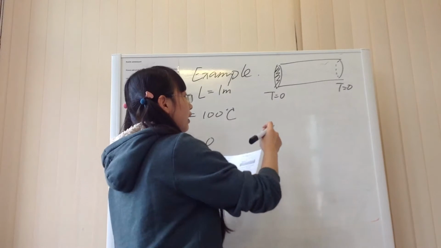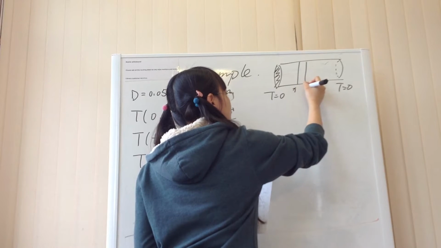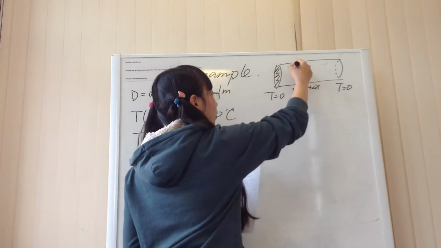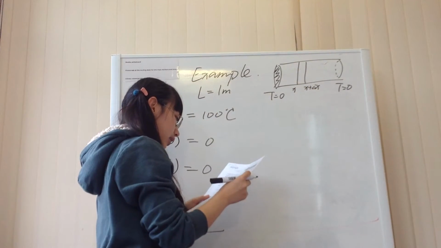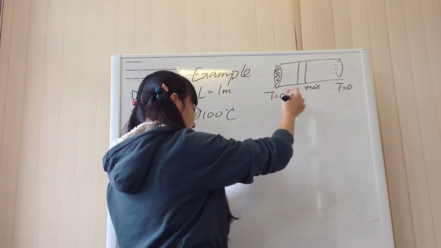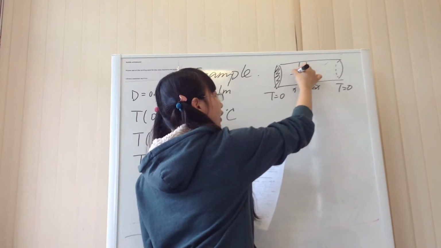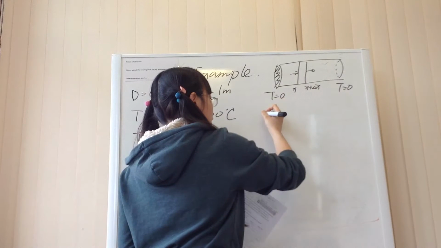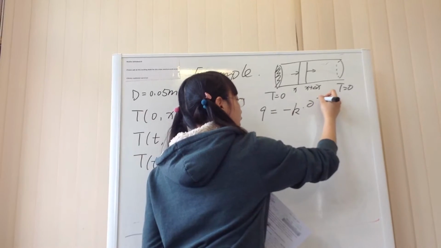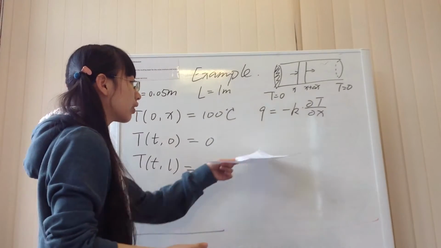And here, we want to carry out the balance from x to x plus delta x. Because it's not steady state, you may have the temperature rising of this rod, and you have heat flow in and heat flow out. So we know Q equals minus K times partial T over partial x. Whatever the flow, it just goes like this.